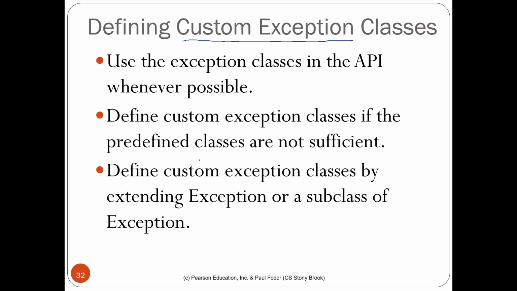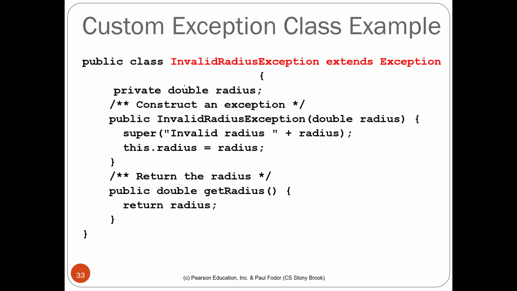I will not read all these points because I don't like reading every point. Let's look at an example. This example is very similar to what I did. Probably this is a little more complicated than what I have done, but it is more systematic. Here you are defining an exception class which is called InvalidRadiusException, similar to my demo. You define public class InvalidRadiusException which extends Exception. That means it's a subclass of the Exception class.